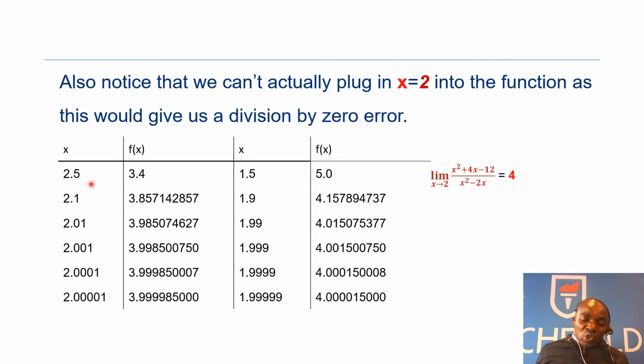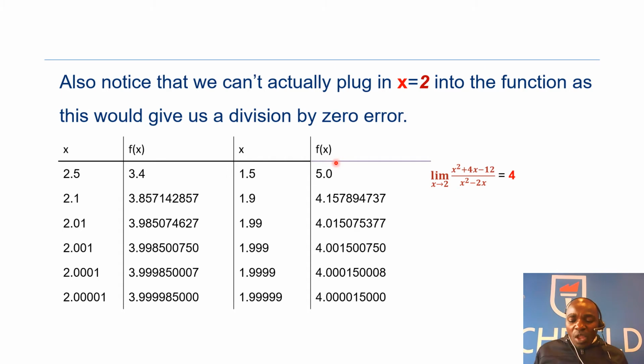So here is the solution that we have. We started by approaching 2 from the positive side. When you substitute the value of x as 2.5, we get the value of y as 3.4. When you substitute 2.1, we get 3.85. When you substitute 2.01, we get 3.9. So we can see that as you move the value of x closer and closer to 2, the value of y is also moving closer and closer, approaching 4, which becomes the limit.